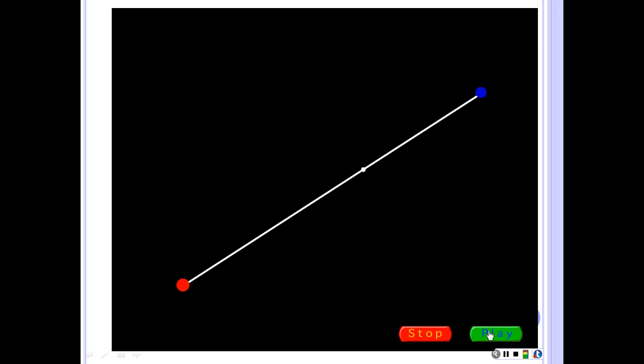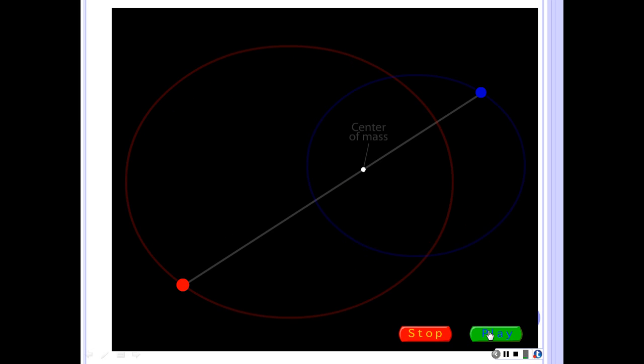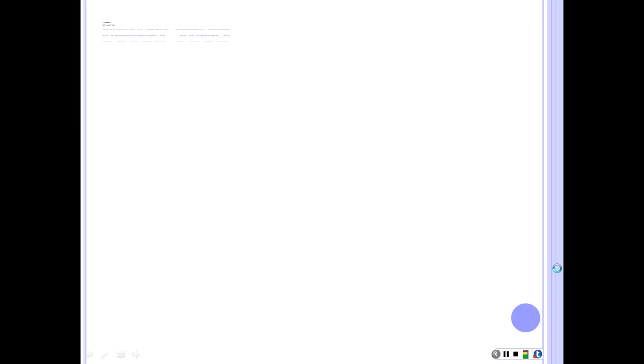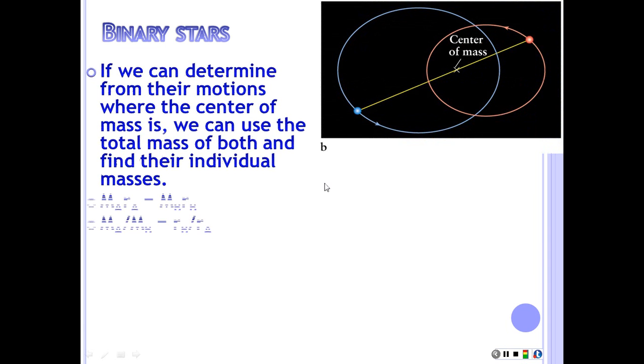And so we can watch these things, and we can determine from their mutual motions where the center of gravity is. And if we can work out where the center of gravity is, then we've also got the distance of the individual stars from the center of mass, and that allows us to do more than just get the total mass. So we can work out both their individual masses and their total mass.